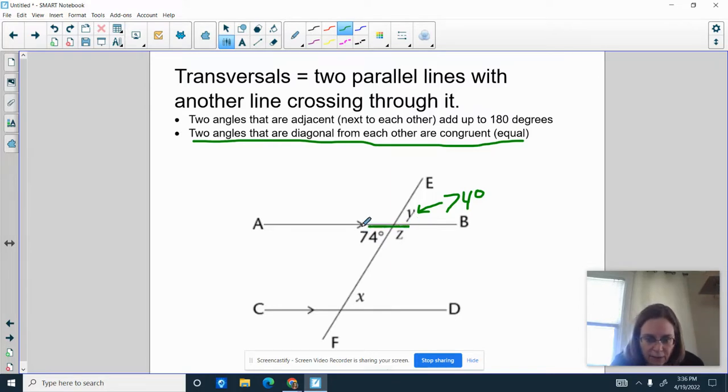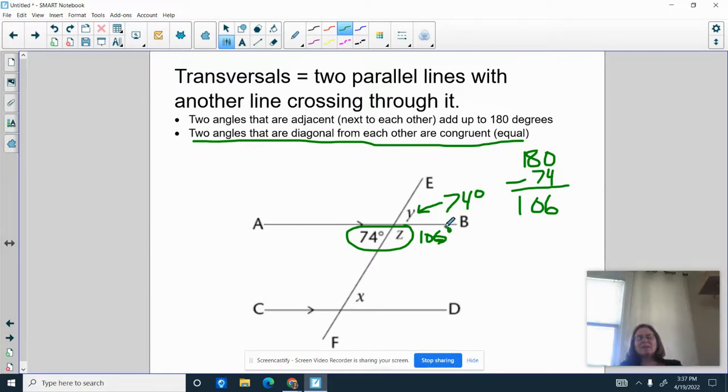Okay, so let's look at Z. If we know that the acute angle, the smaller angle, equals 74 degrees, and we're trying to find out Z, what we're going to do is take 180 and subtract 74, which is going to leave us with 106. So Z is going to be 106 degrees. There we go.